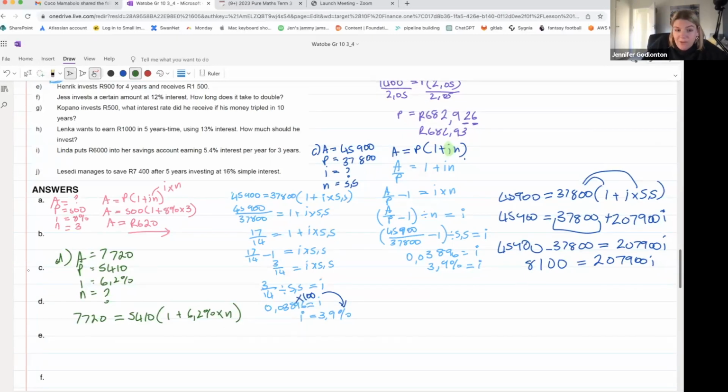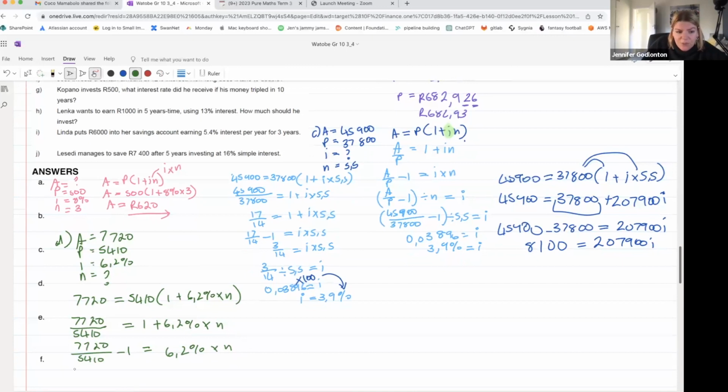So we're going to do it a very similar way to the way that we just did I. This is good practice. You're first going to want to divide by that P value. That gives us 1 plus 6.2% times N. Then we're going to move that 1 over. Remember, you can simplify this fraction in your calculator as you go. And then our last step is we're just going to divide by that 6.2%. So we're going to say 7,720 over 5,410 minus 1, and we're going to divide all of that by 6.2%. That is going to give us N.